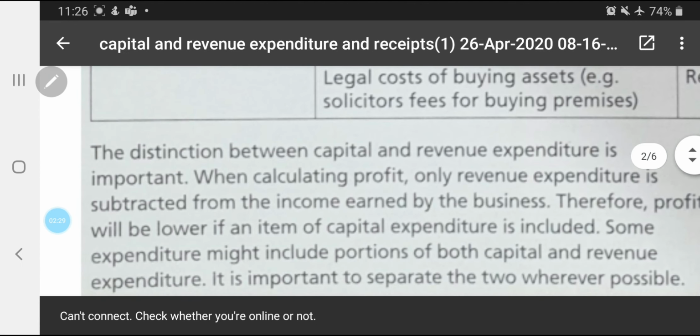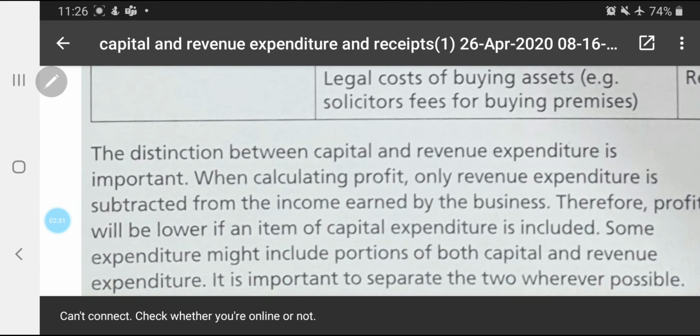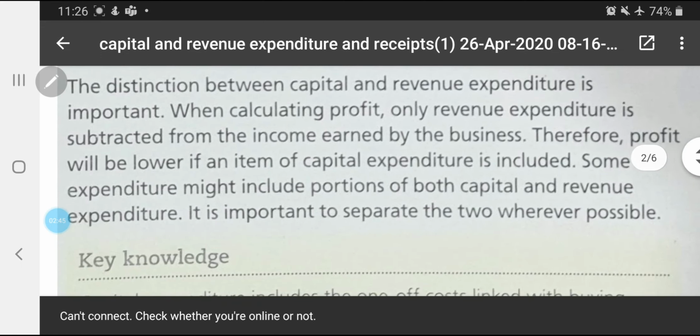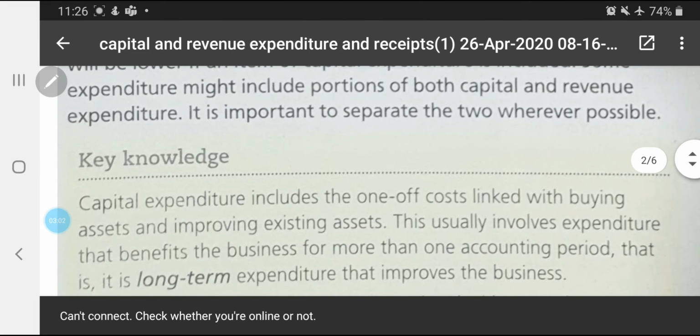The distinction between capital and revenue expenditure is important. When calculating profit, only revenue expenditure is subtracted from the income earned by the business. Therefore, profit will be lower if an item of capital expenditure is included. Some expenditure might include portions of both capital and revenue expenditure. It is important to separate the two wherever possible.